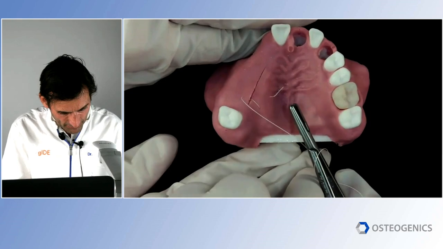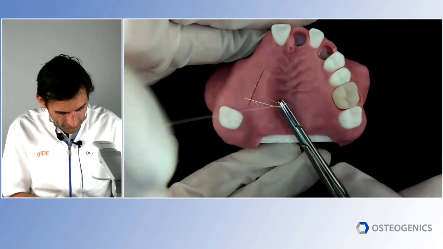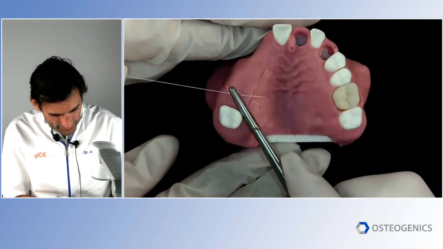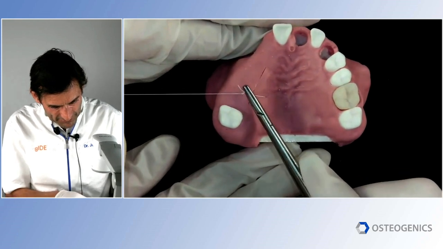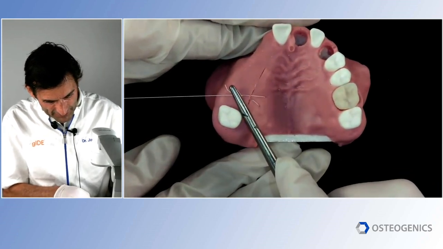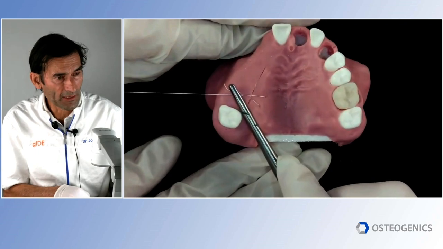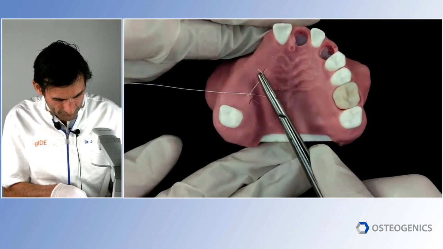As I said, I make a double throw. I tie it, hold it, and I put my knot here at the top. Now you can see what's happening. My second line there is going over the top and to the bottom. So this will close the margin.